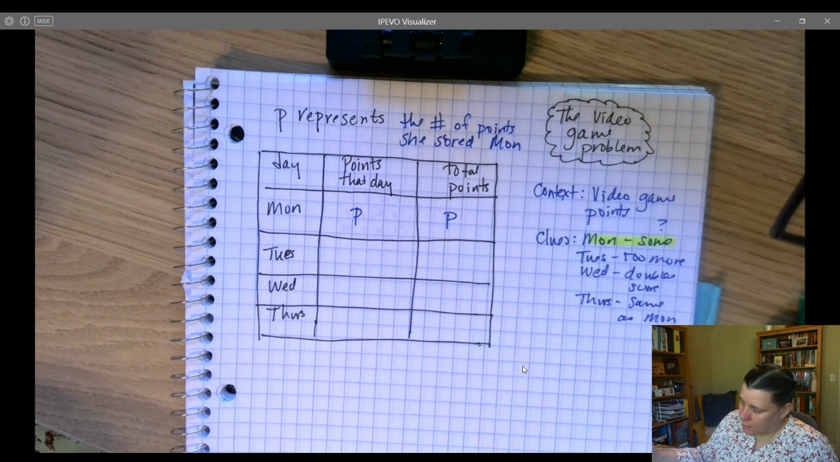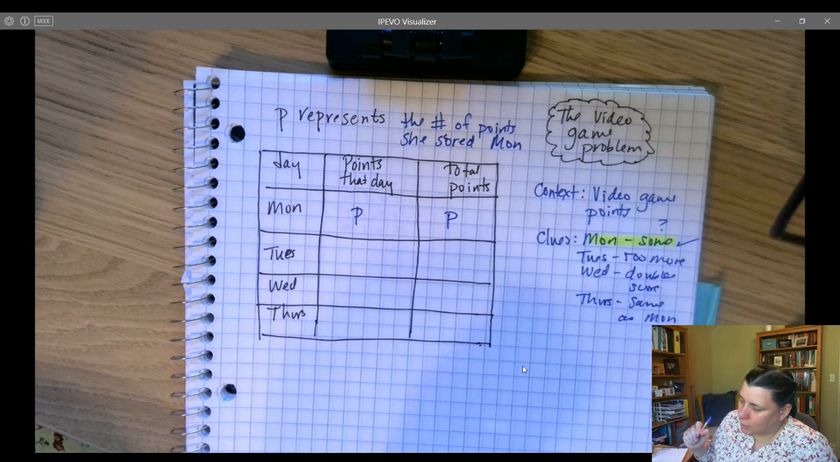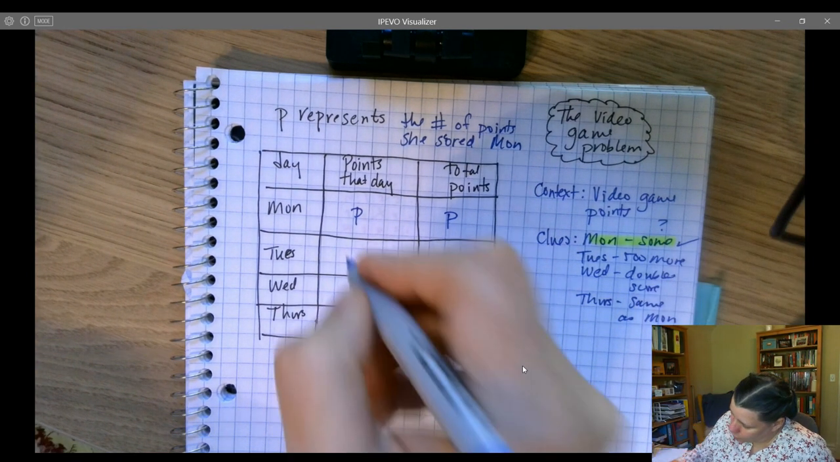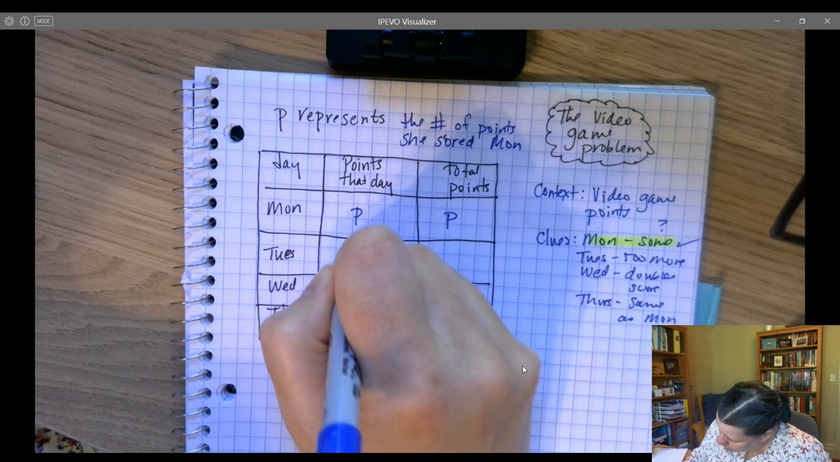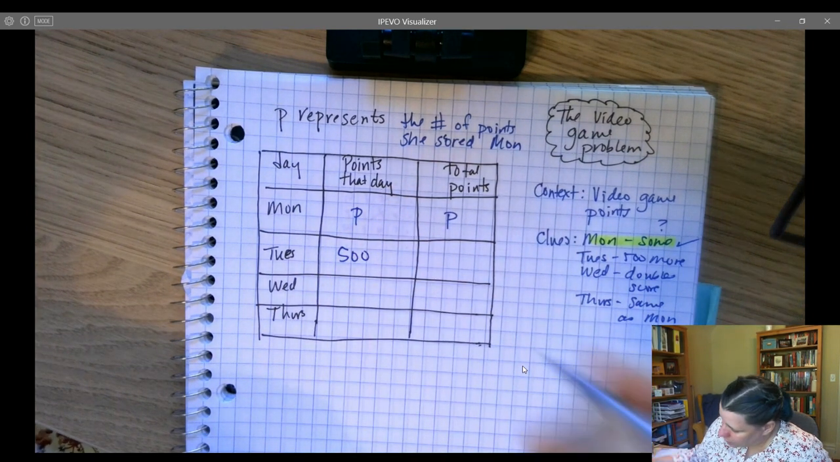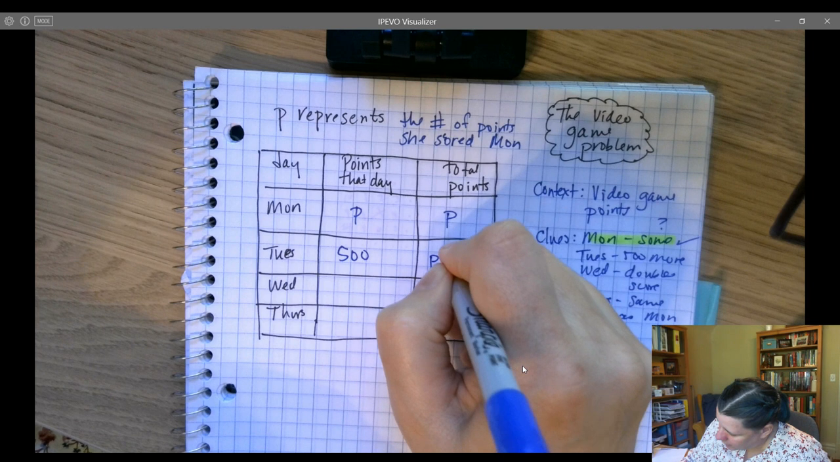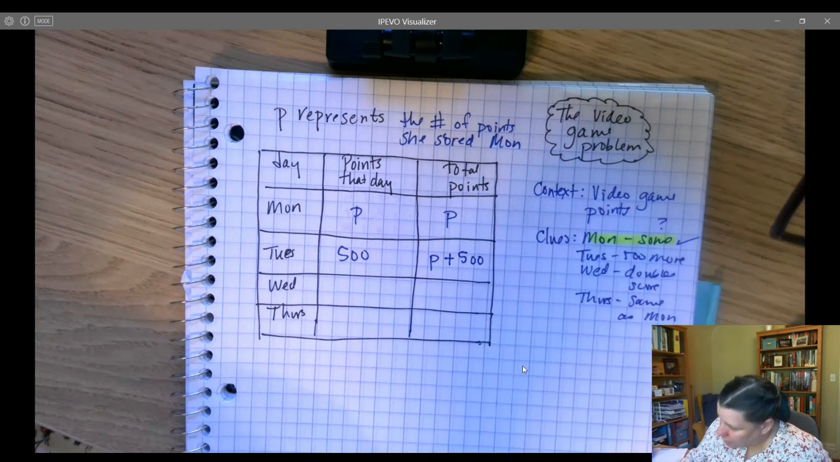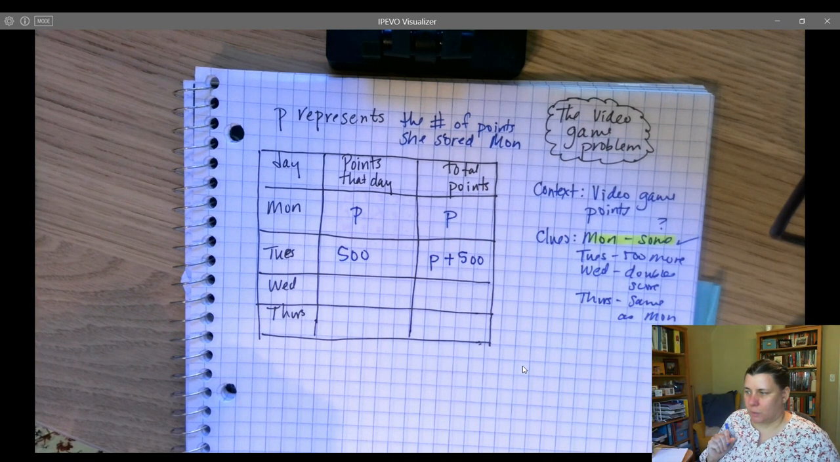On Tuesday, so check. I'd use that clue. Tuesday, 500 more. So she scored 500 points on Tuesday. So her total points are the P points from Monday plus 500 more points from Tuesday. Check.